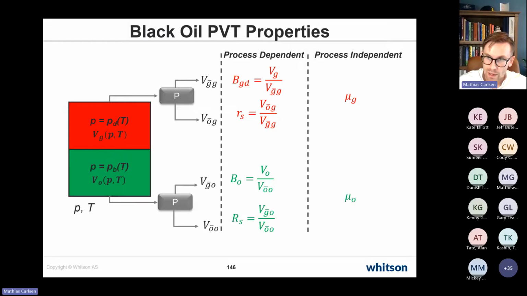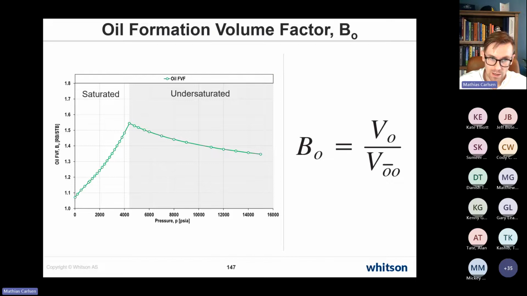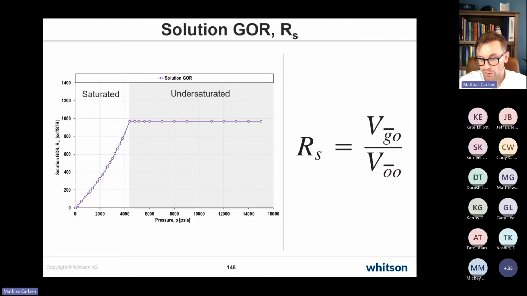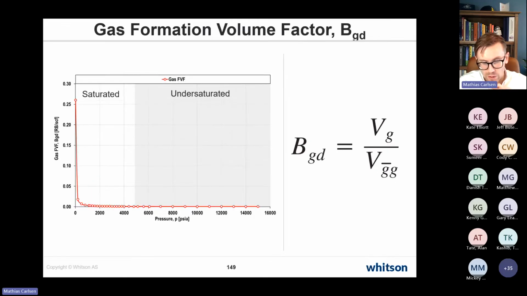The oil formation volume factor looks like this. As you're undersaturated, the only thing that happens is that you're getting a denser and denser fluid. As you hit the saturation pressure here, the bubble point, the oil formation volume factor is decreased. Solution GOR is constant above the saturation pressure, and then it's being reduced as you're in the saturated region. The gas formation volume factor also has a saturated and undersaturated part. It hasn't that big a break at the dew point.